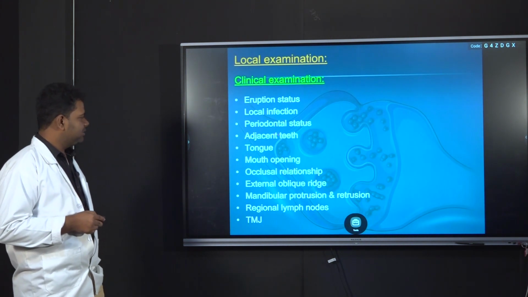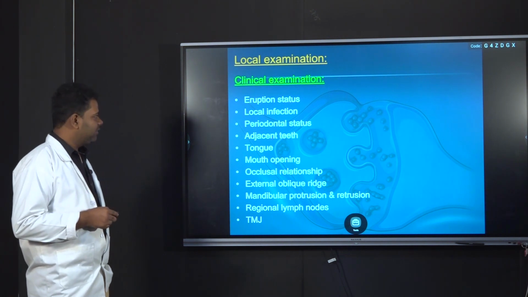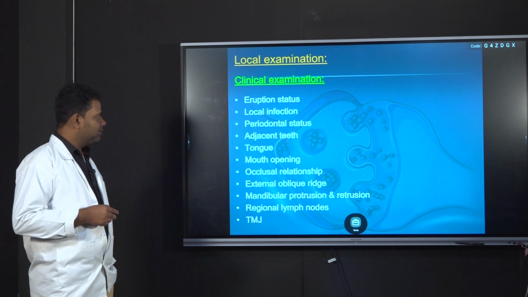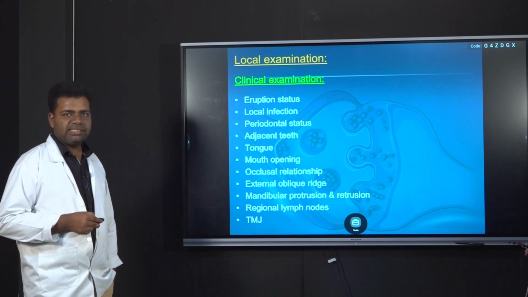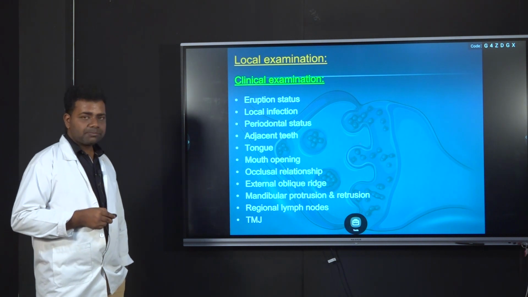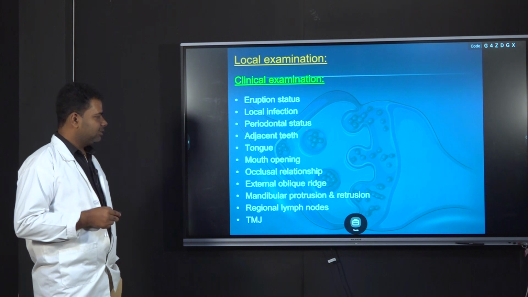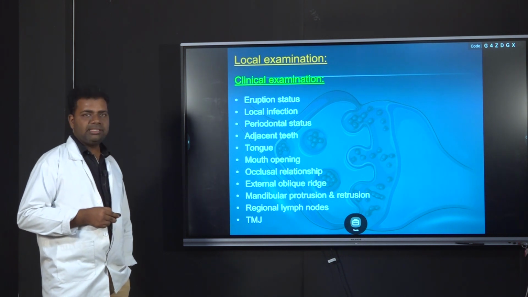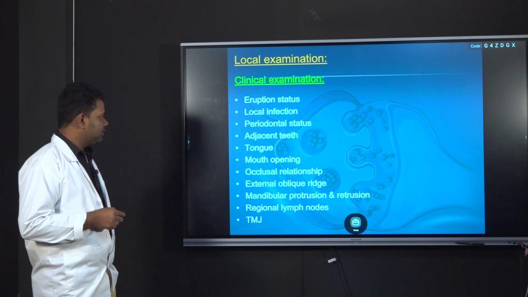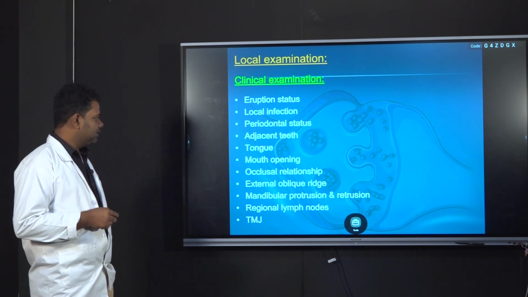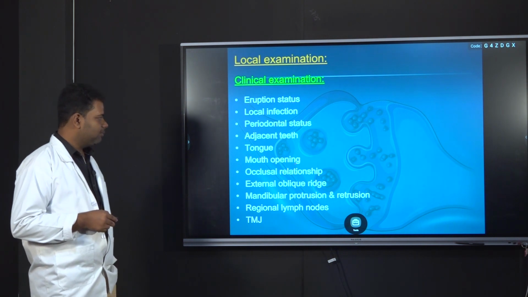In clinical examination, we should consider the eruption status, that is whether the tooth is erupted or unerupted. In local infection, whether it is acute or chronic. If the tooth has an acute infection and there is presence of any space infection, the patient would be on a loading dose, and we should perform the surgical extraction only when the patient has a sufficient amount of antibiotic dosage. The periodontal status of the teeth, adjacent teeth, and the tongue, that is macroglossia or microglossia, can be considered, and mouth opening is an important one here.